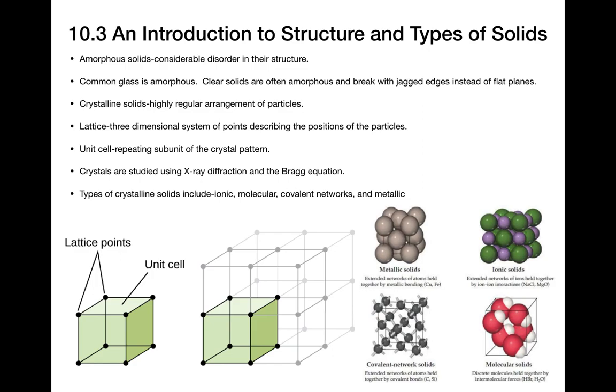A brick in the crystal structure, a single brick that repeats over and over again, is called a unit cell. So by studying the unit cell, we can get quite a bit of information about the entire crystal pattern. It's the repeating subunit of the crystal pattern. We study crystals using X-ray diffraction and something called the Bragg equation, which has to do with how light interacts with a crystal. That's enough for now.